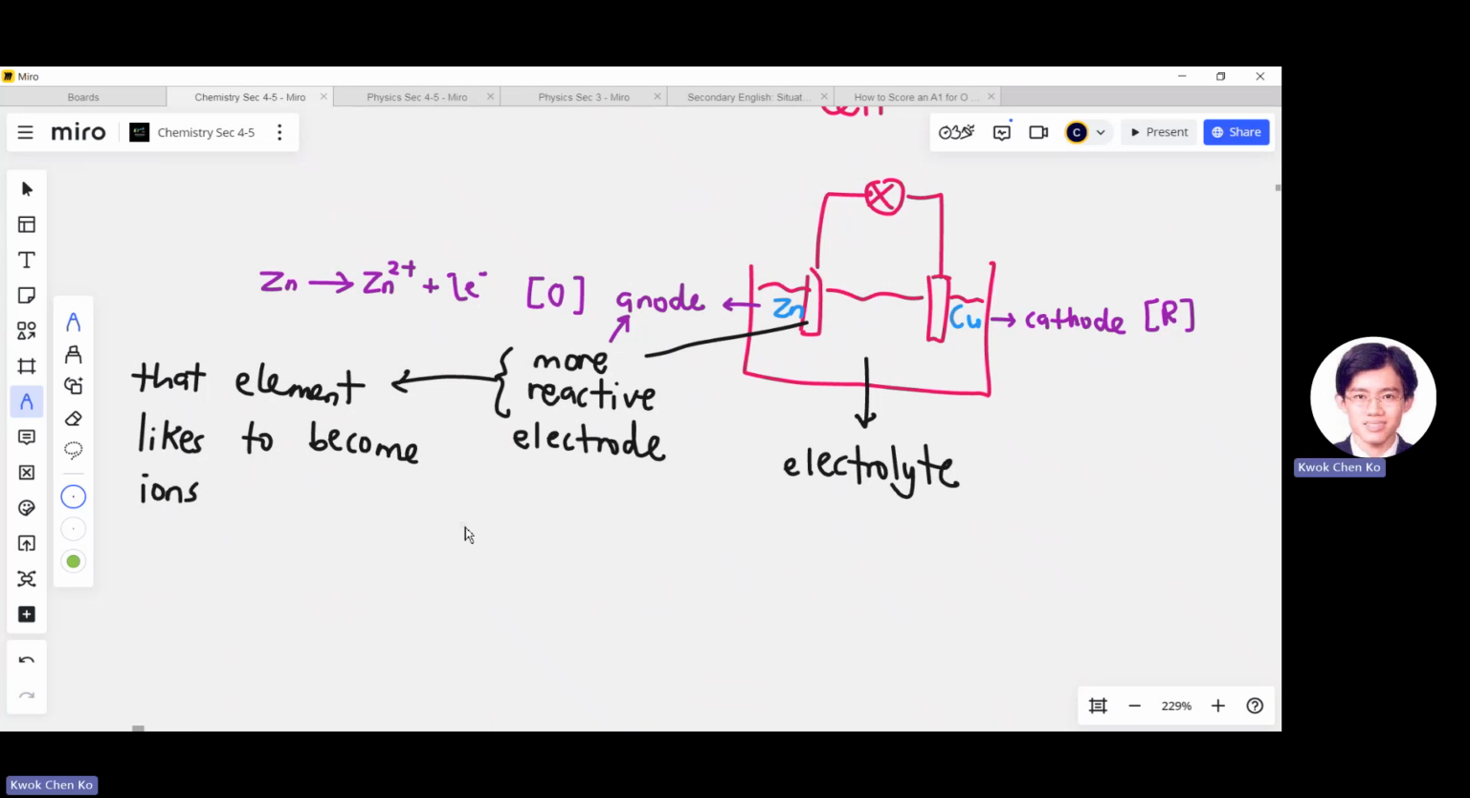Where do these 2 electrons go to? Do they go into the electrolyte? Yes, they go through the wires to copper. That is the flow of the electrons. So electron flow in my diagram is clockwise. Okay, maybe I just write it down. Once in a while they ask this: electron flow is clockwise for this diagram.